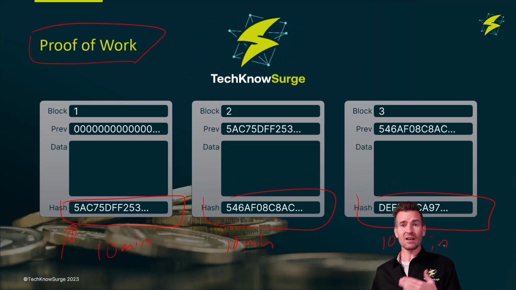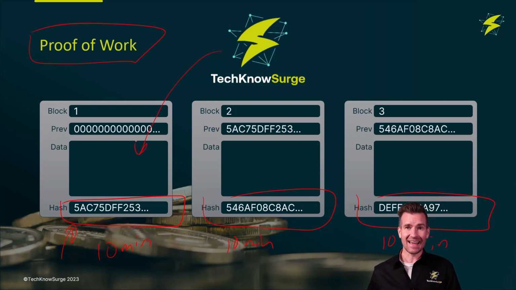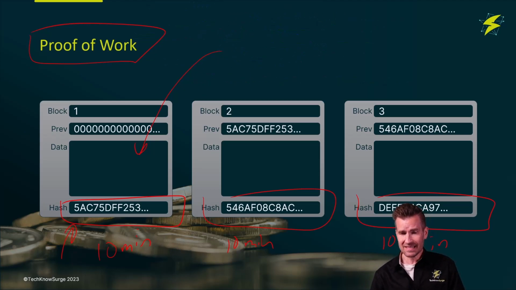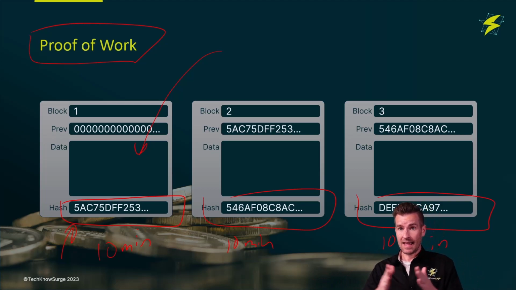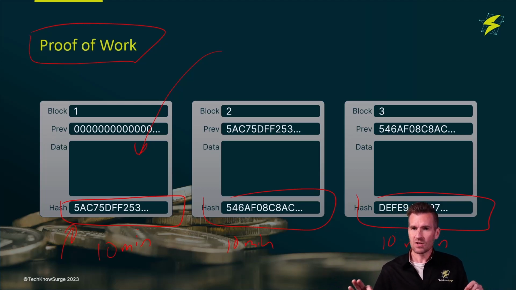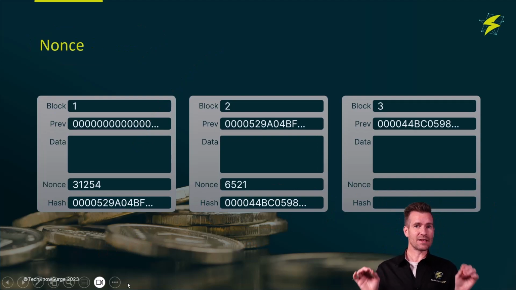Well, it's not going to be conceivable that somebody could go back and change this data and have to spend all of this time recalculating the whole chain, making it very difficult and very obvious that somebody has done this. So that's where we add a bit more integrity through this whole process. So how do we slow down this process?